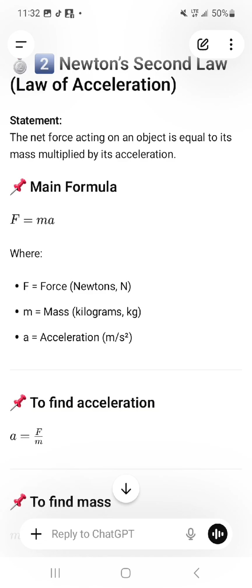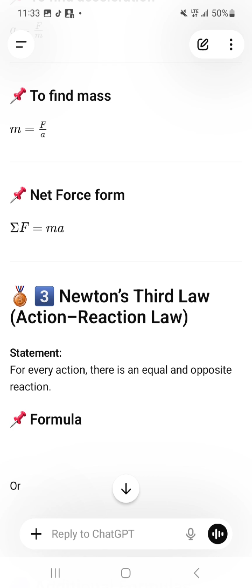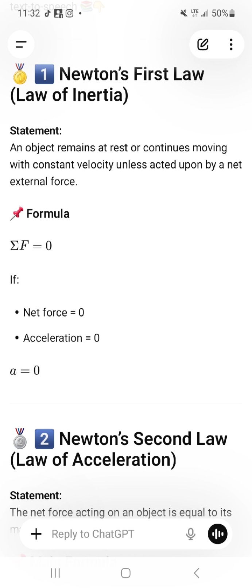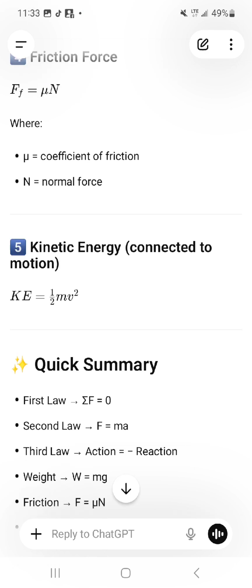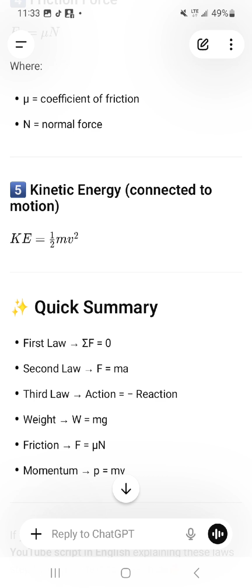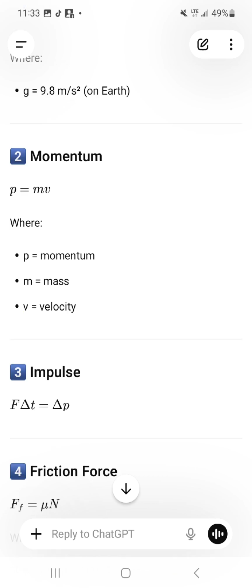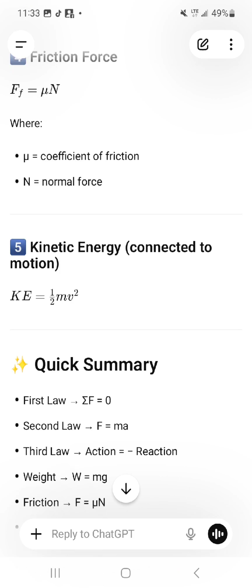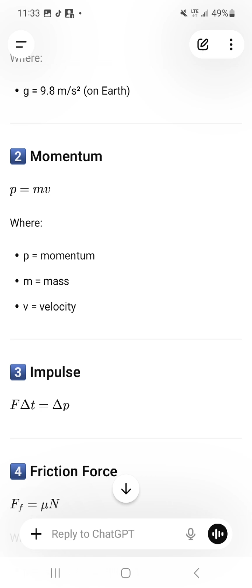Additional formulas related to motion. Weight. W equals mg, where g equals 9.8 meters per second squared on Earth. Momentum. p equals mv. Impulse. F delta t equals delta p. Friction force. F_f equals mu N, where mu is the coefficient of friction and N is the normal force. Kinetic energy. K equals 1/2 mv squared.